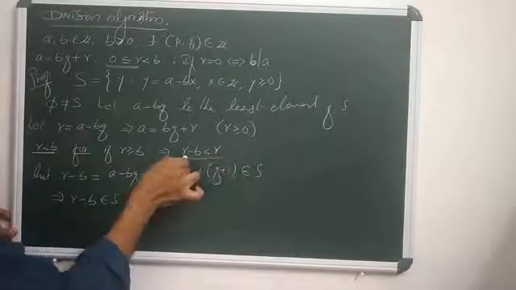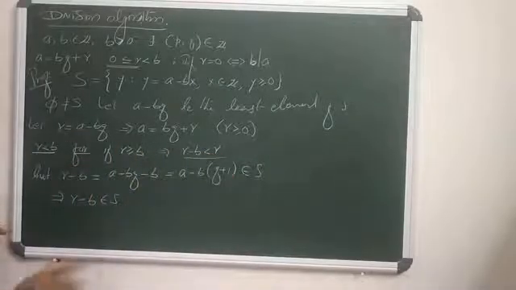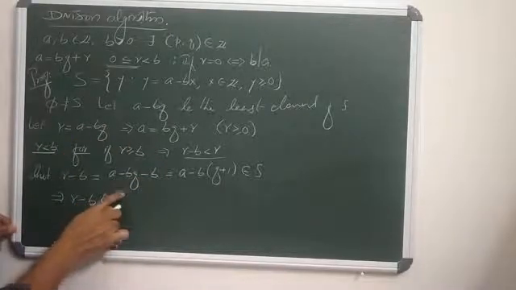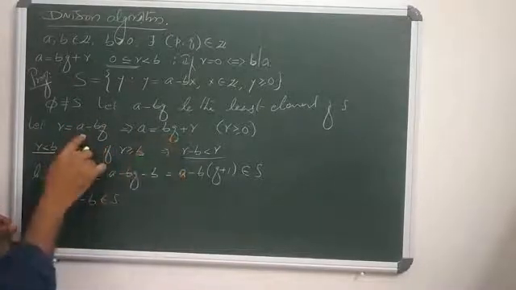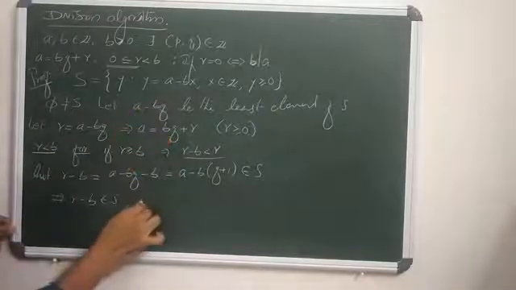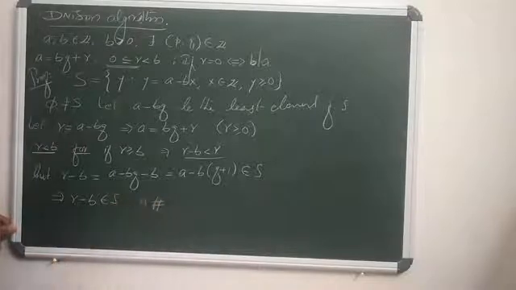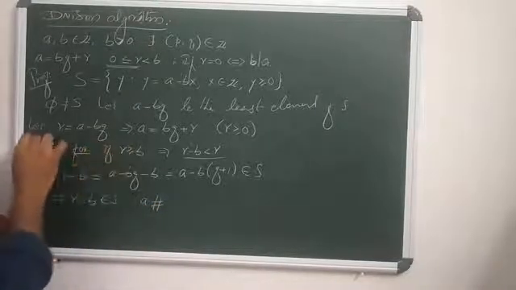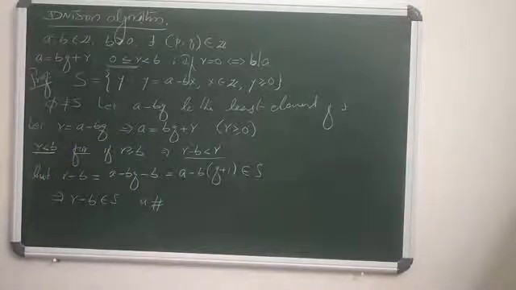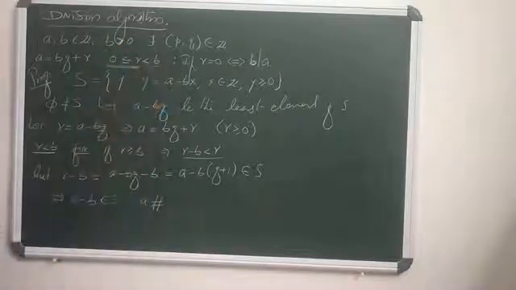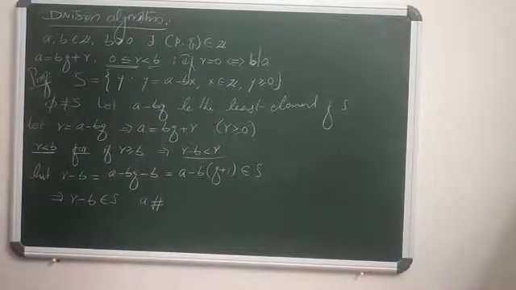But what is r minus b? r minus b is less than r. What is r? a minus bq. So r minus b is present in S, but r minus b is less than a minus bq. But we chose a minus bq to be the least element of S. So there is a contradiction. This contradiction is due to our wrong assumption. Therefore, r should be less than b. So this is the second part: 0 ≤ r < b.